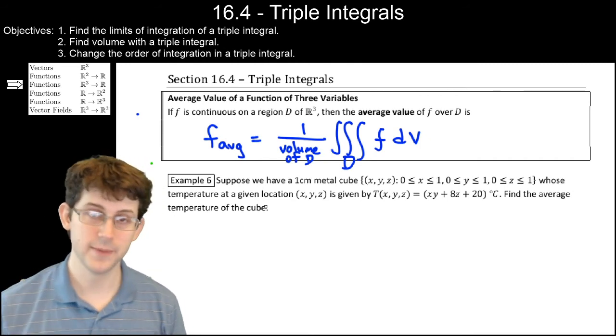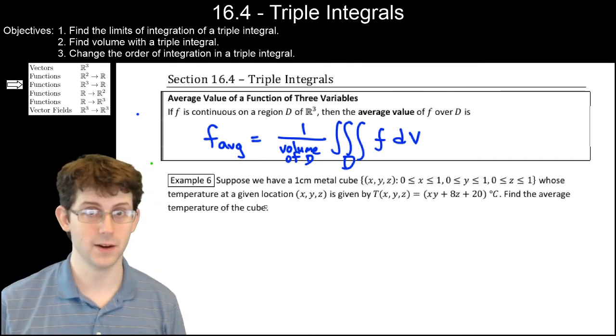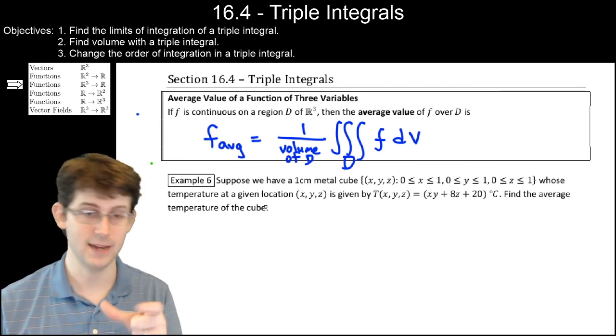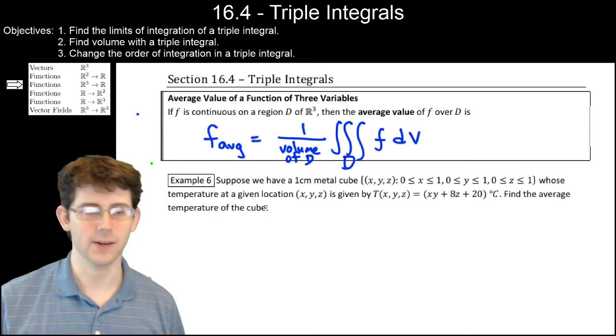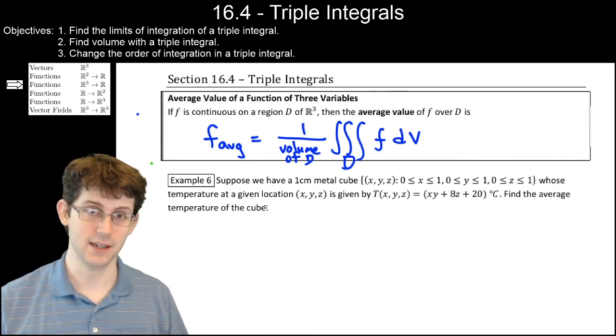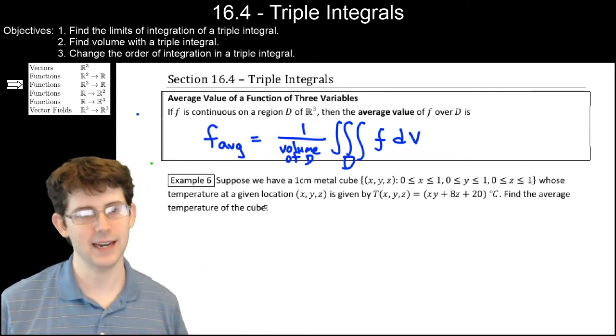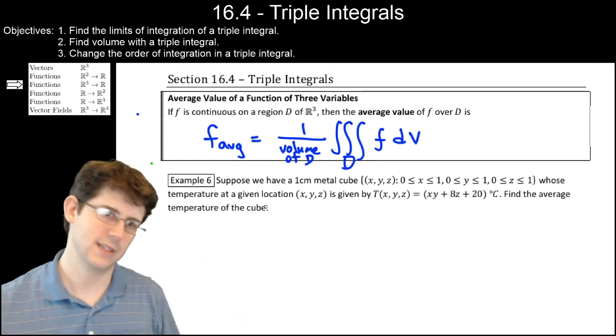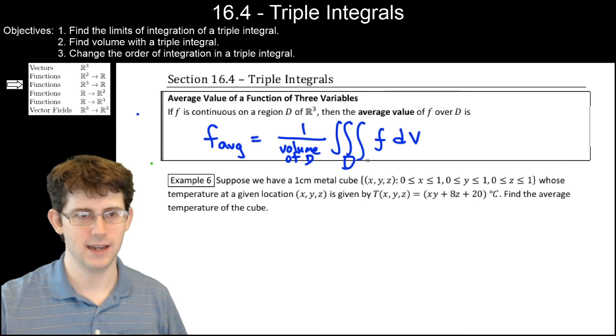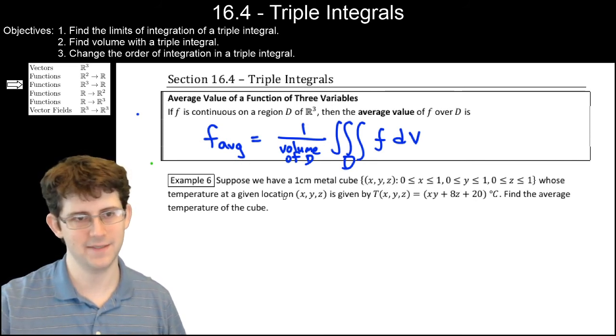The average value formula in Calculus 1 was 1 over the size of the interval times the single integral of the function. Earlier, when we had double integrals, it was 1 over the area of the region times the double integral. And now it's 1 over the volume of the region times the triple integral. So it's the same formula over and over, and yeah. That's not a very convincing reason.